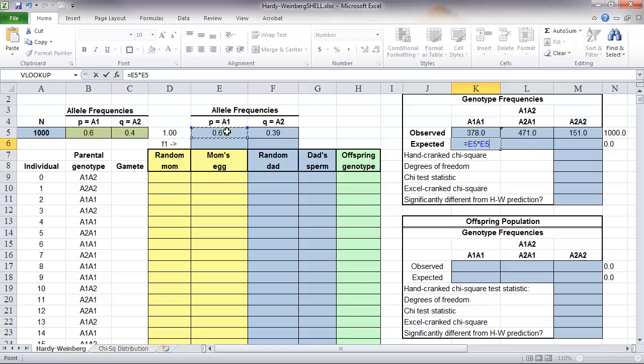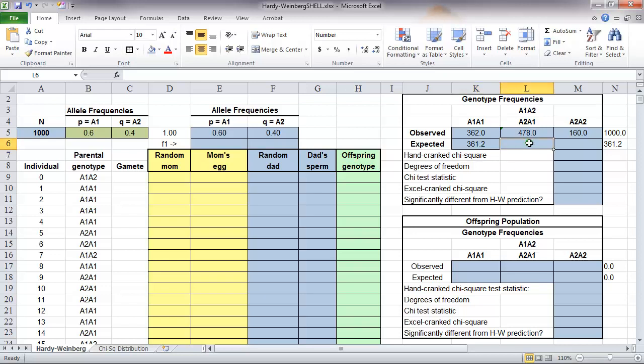And this is really E5 squared, and sometimes you'll see this written as P squared because P represents the frequency of the A1 allele. Now that'll give us a proportion. What we need to do is multiply this by the population size to generate the number of individuals we expect under Hardy-Weinberg.